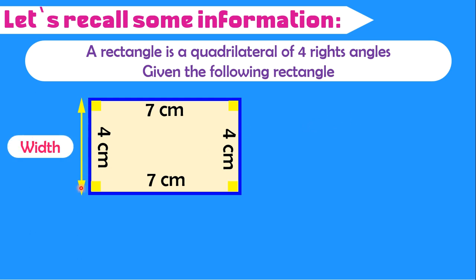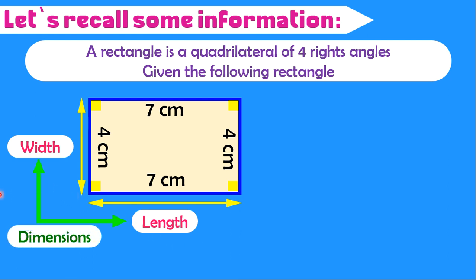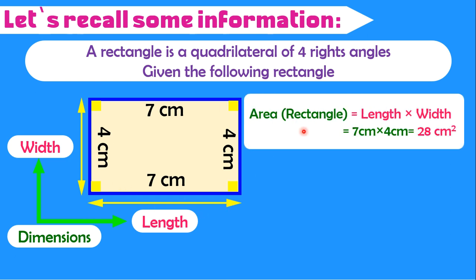this is called a width and this is the length, and both of them are called dimensions. So these are the dimensions of this rectangle. The area of a rectangle equals the length times the width. For example, here for this rectangle, to calculate its area we have to multiply its length by its width. So its length is 7 centimeters and its width is 4 centimeters. This will equal 28 centimeters squared. The unit of area is in square.